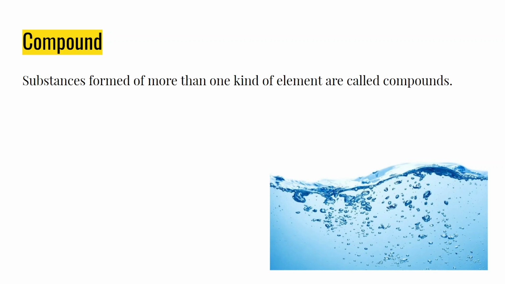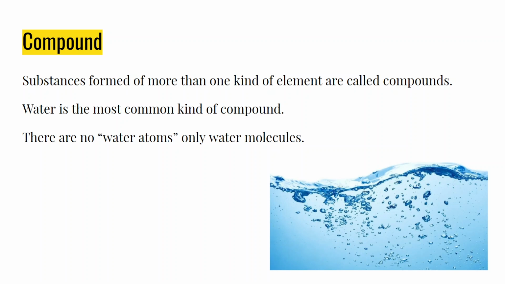And so a compound, substances formed of more than one kind of element are called compounds. So water is not only a molecule, it is also called a compound here. Water is the most common kind of compound. Water is very interesting, and there are no water atoms. And so there's no atom of water. Elements come in atoms. That's the only thing that comes in atoms. Water comes in molecules, and so the smallest form of water is called a molecule. It is not called an atom.